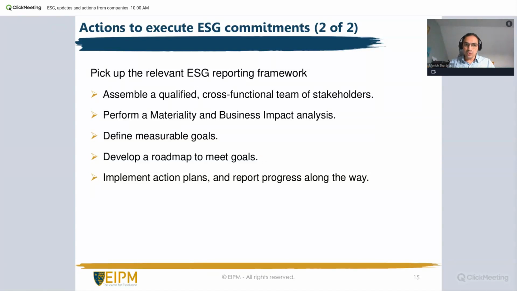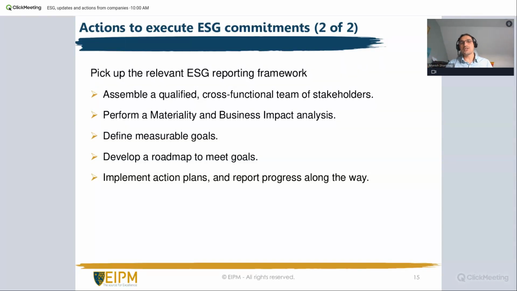Defining the measurable goals, right? You have these different metrics based on the ESG reporting framework that you have picked, and you define measurable goals. As I said, quantifiable. Okay. Develop a roadmap to meet these goals. Right, so you have from now to 2025, 2028, whatever is your time frame. So develop a roadmap to meet those goals with different milestones.